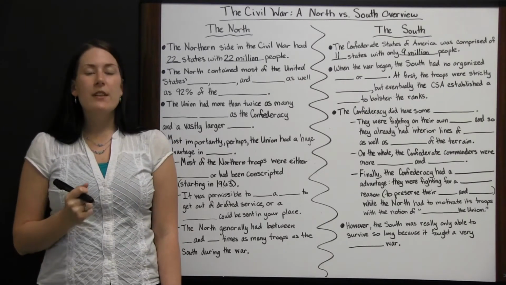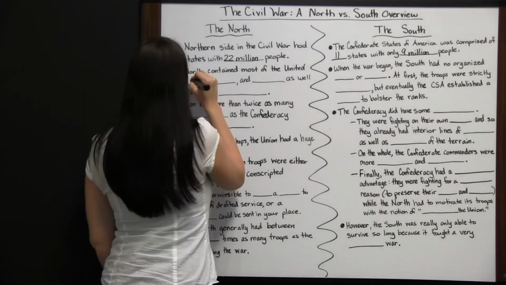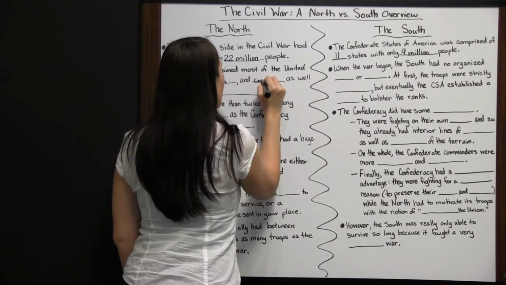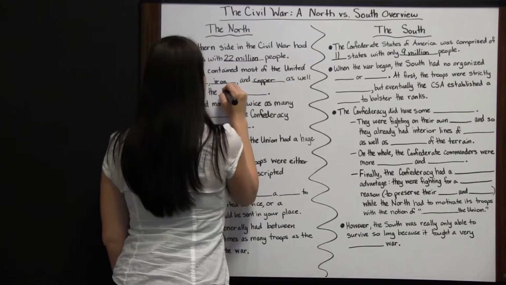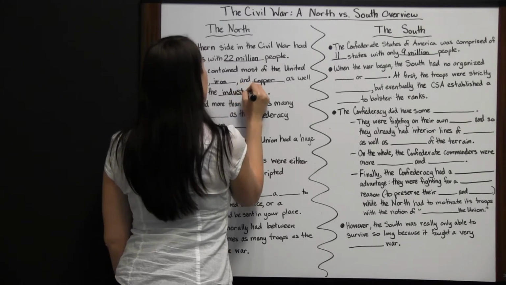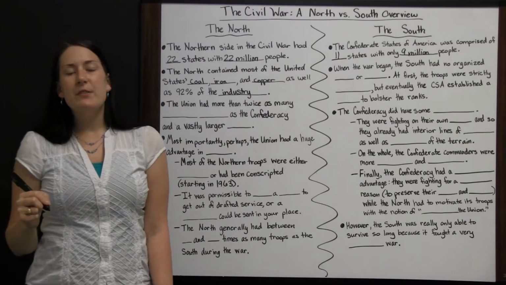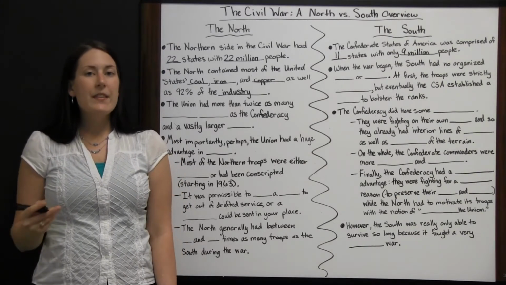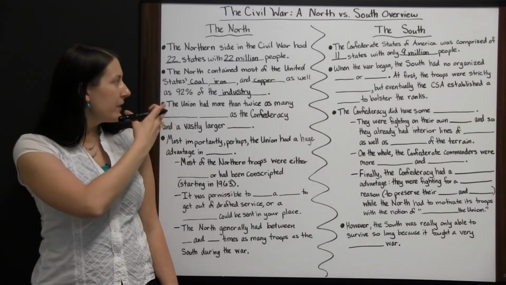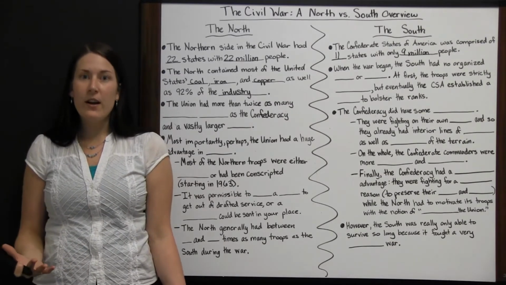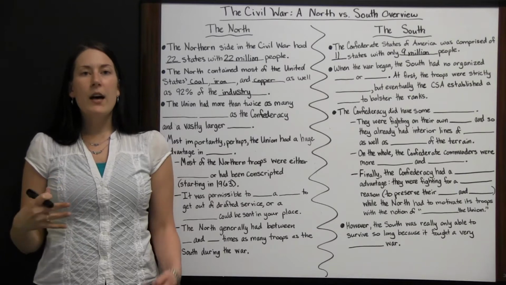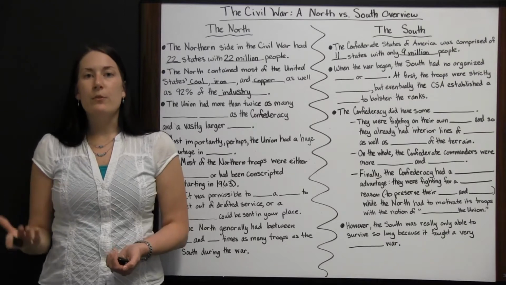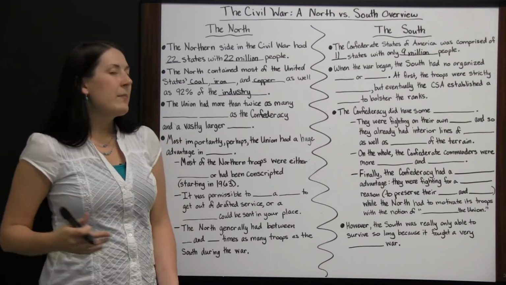The North contained most of the United States coal, iron, and copper, as well as 92% of the industry. So as far as weapons were concerned, the South was basically stuck with what it had whenever the war began. The South didn't have the means, either material-wise or industrialization-wise, to be able to create a whole lot more in bulk for ammunition or for weapons. So the North had a big advantage there.